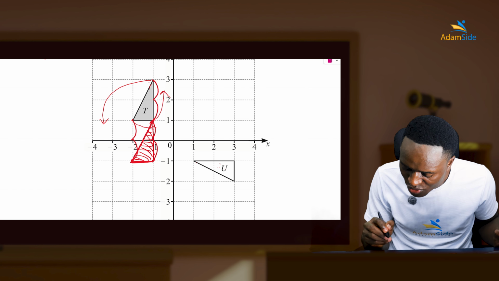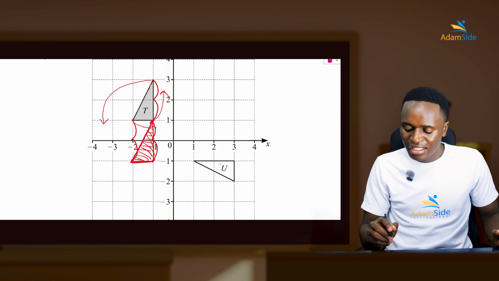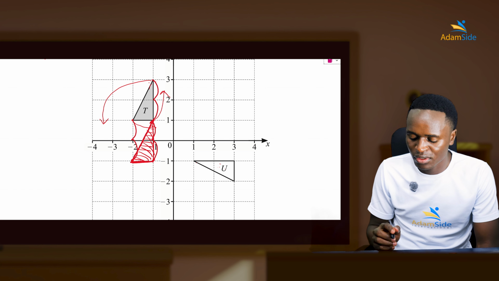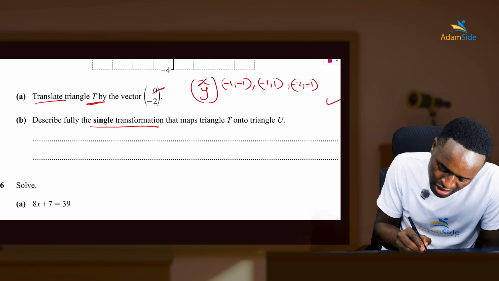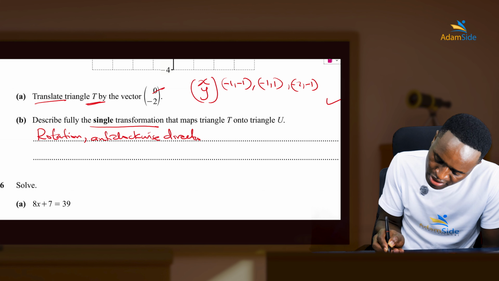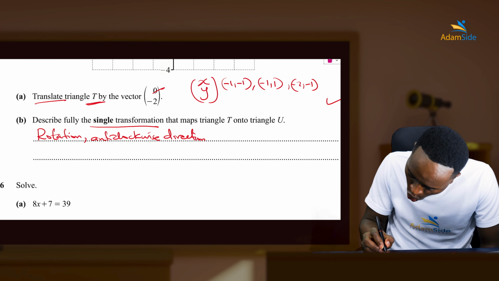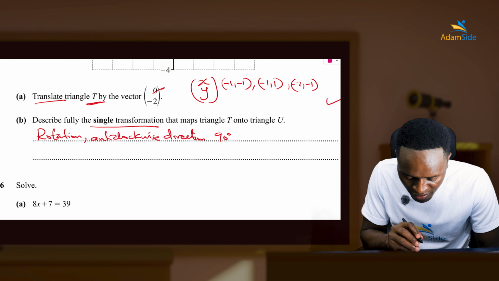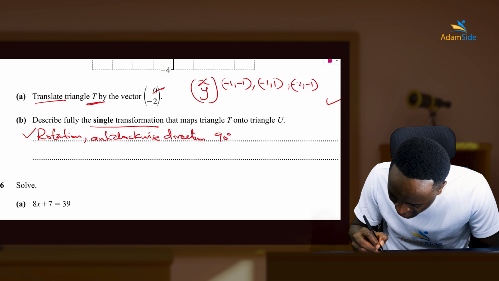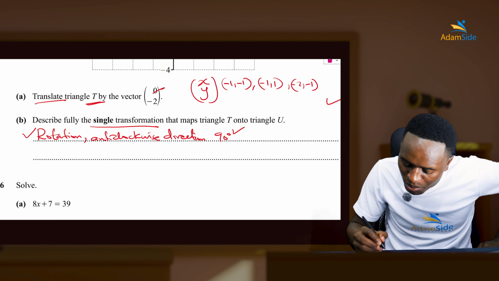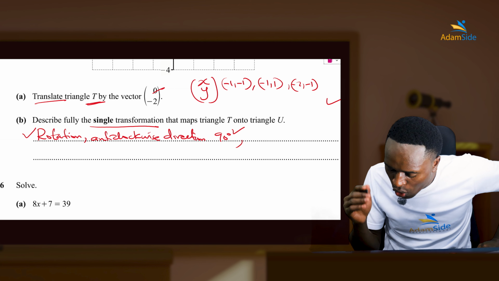Rotation. So first of all we understand what type of movement takes triangle T to triangle U. First of all, this triangle rotated. So the first answer is you write rotation. How did the rotation go? In an anti-clockwise direction. How many degrees? We know it's 90 degrees anti-clockwise. So you have rotation, 1 mark. Then direction, anti-clockwise, 90 degrees. Then we need to mention the center of rotation.